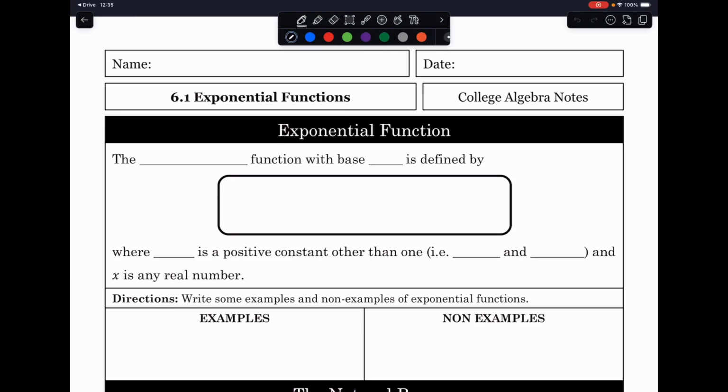In video 6.1 exponential functions, we're going to define exponential functions. We're going to talk about how to graph those and how we apply those in real world scenarios. Let's begin by first defining an exponential function.